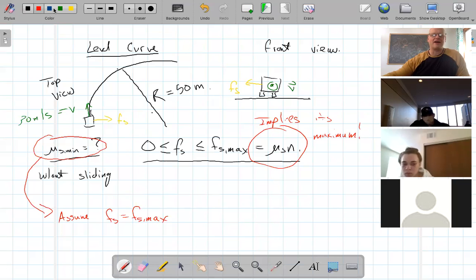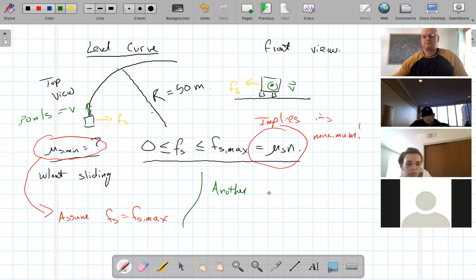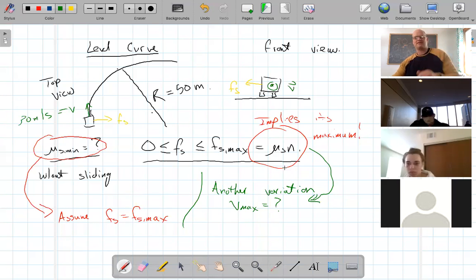Another variation of this problem would be, what is the maximum speed I could go through this corner? This is another variation we could have, as if we're looking for Vmax. What is the maximum amount of velocity I could go through this corner? In that case, again, we would assume that the static friction is maximum. Again, in any problem we look at, there has to be something that implies we have maximum static friction, so we can use this expression. Otherwise, we would just have to find it from a force. So good, let's do this problem.